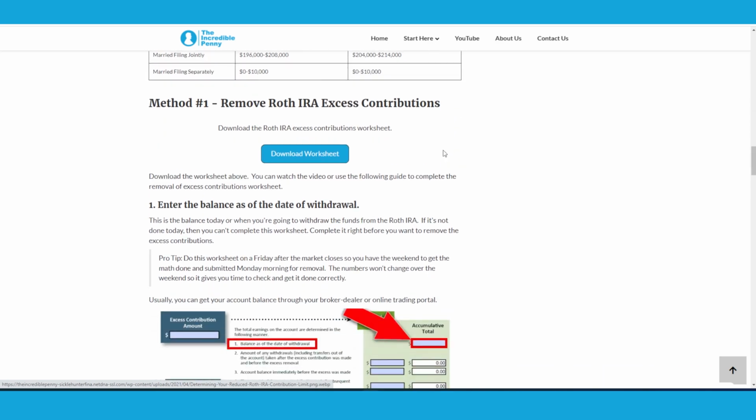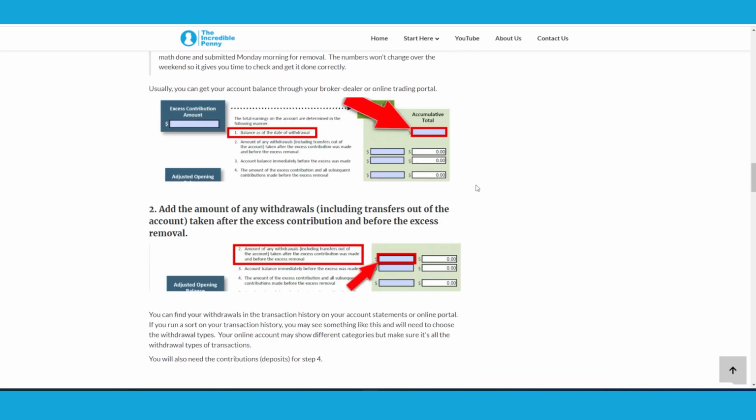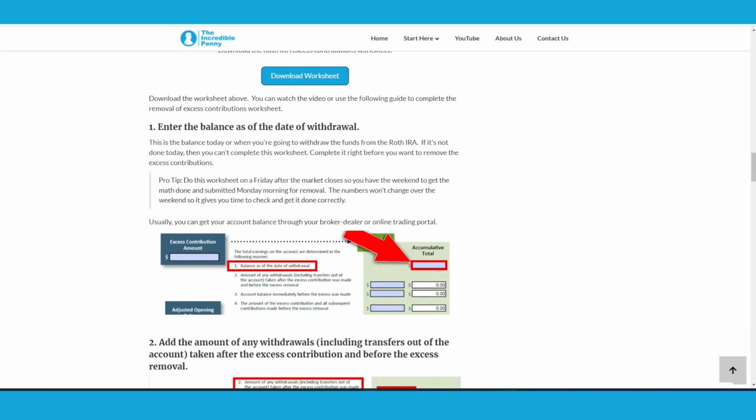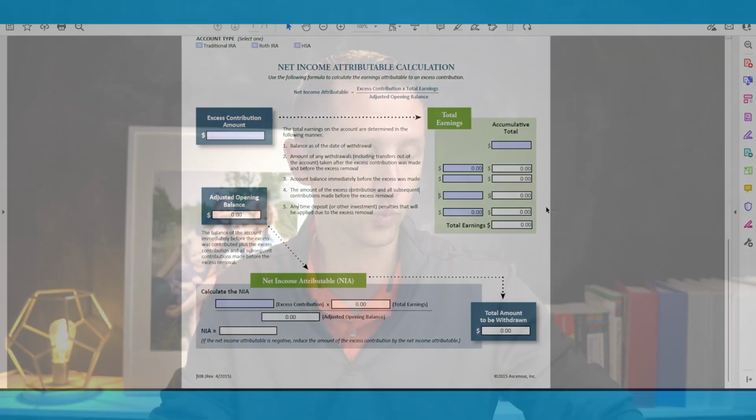So if we scroll down even further, you're going to see this links to downloading the worksheet. And that is what I'm going to go through. But if you also like to read about it, you can go to this blog post, and I go step by step on all the different sections on how to fill out this worksheet. So let's go ahead and bring up the worksheet and let's go through our first example.